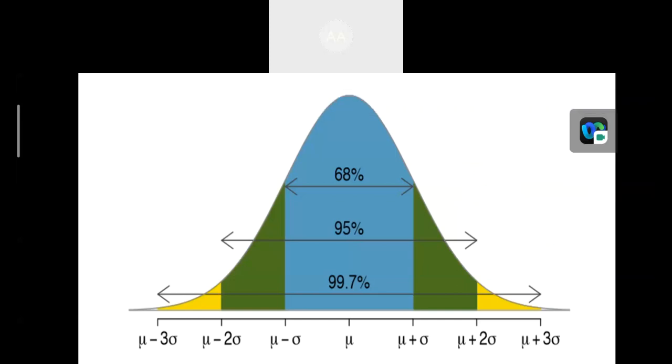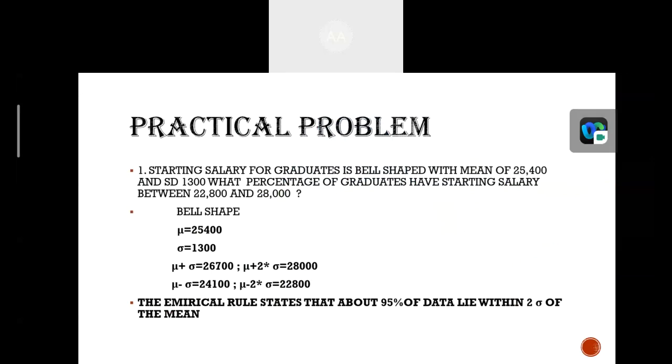So in the next slide, I have given another practical problem where the starting salary for a graduate is bell-shaped, meaning it is a normal distribution curve. And we are having a mean of ₹25,400 and a standard deviation of 1,300. In this question, we have to calculate the percentage. What percentage of graduates have a starting salary between 28?